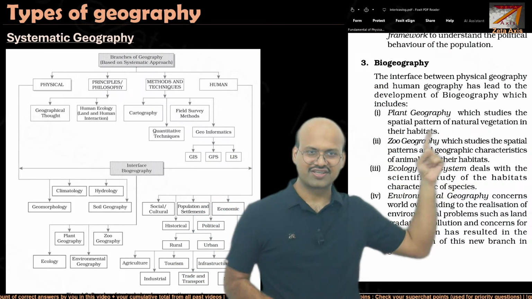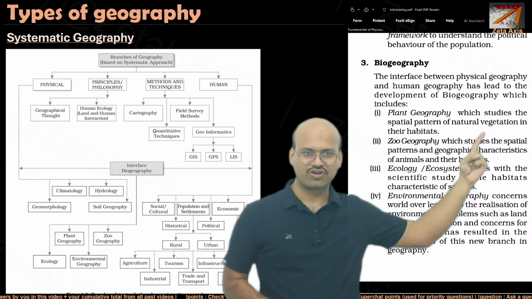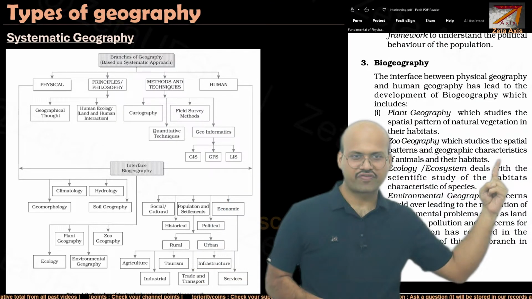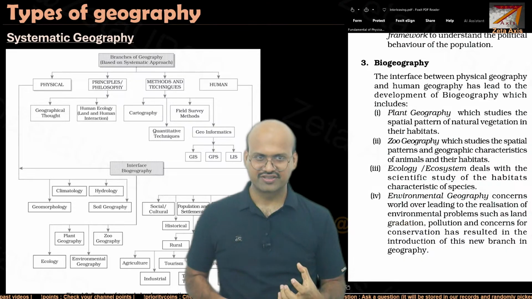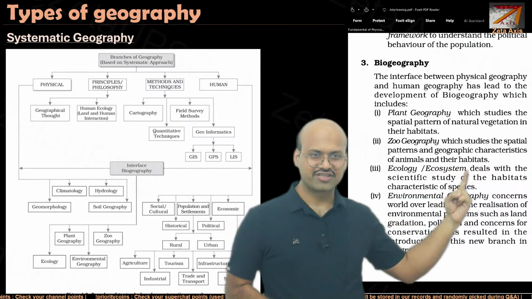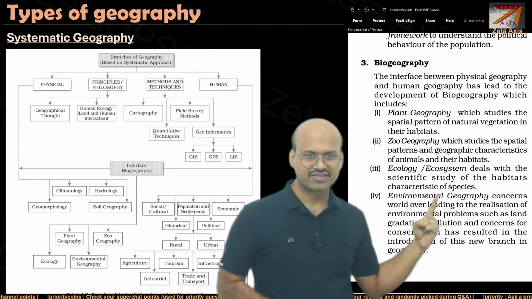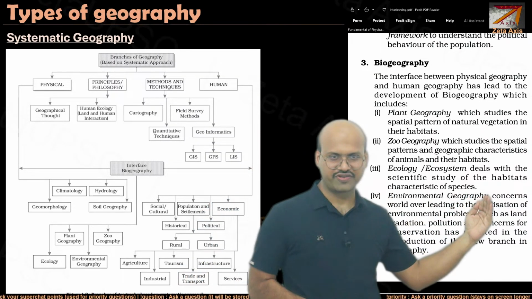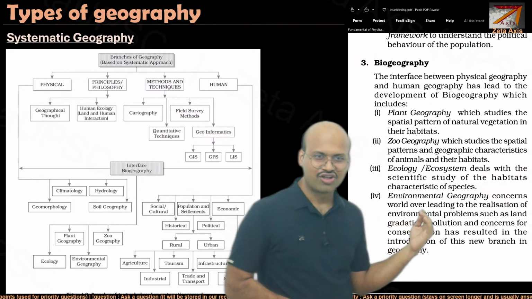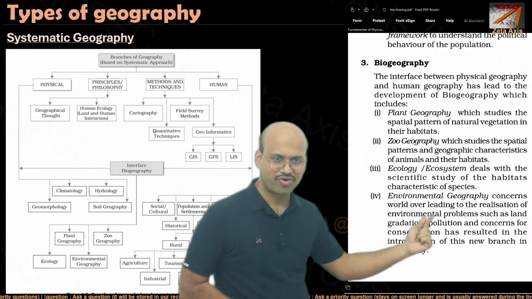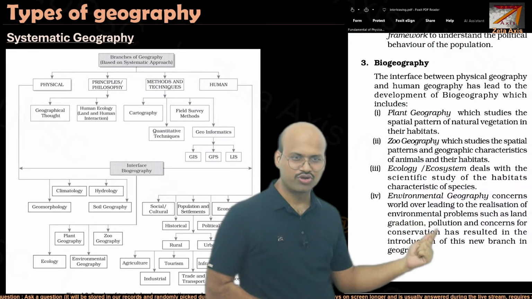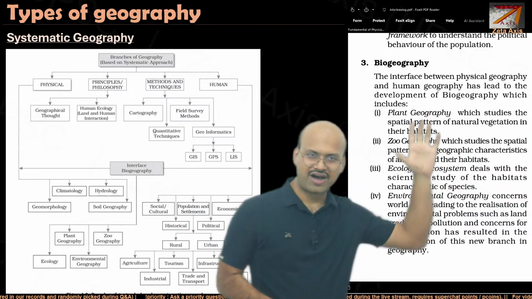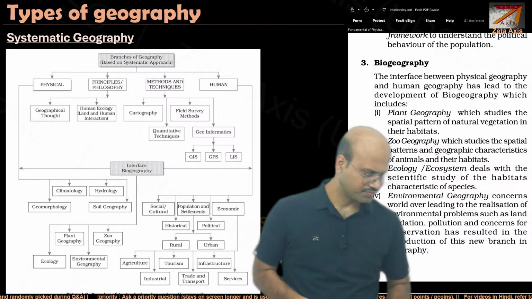Plant geography studies the spatial pattern of natural vegetation in their habitats. Zoo is related to animals, so the spatial patterns and geographic characteristics of animals and their habitats. Then there is ecology. Ecosystem deals with the scientific study of habitats and characteristics of species. And then there is environmental geography, which concerns the world over, leading to the realization of environmental problems such as land degradation and pollution, so basically related to the environment. So I hope these things are self-explanatory.